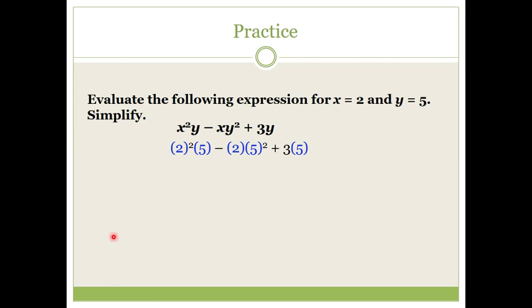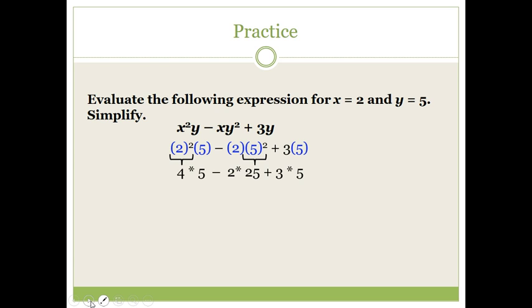Now let's use the order of operations. So what step should we do next? That's right, we should use our exponents. Exponents come before multiplying, so I'm going to do all the exponents. So I get that 4 times 5 here, and I get 5 squared is 25.